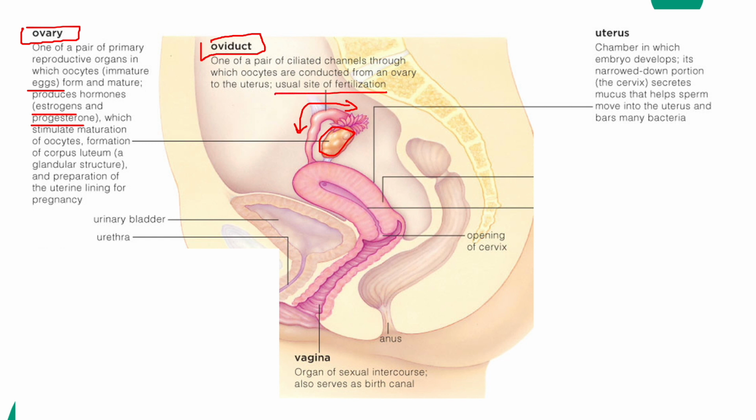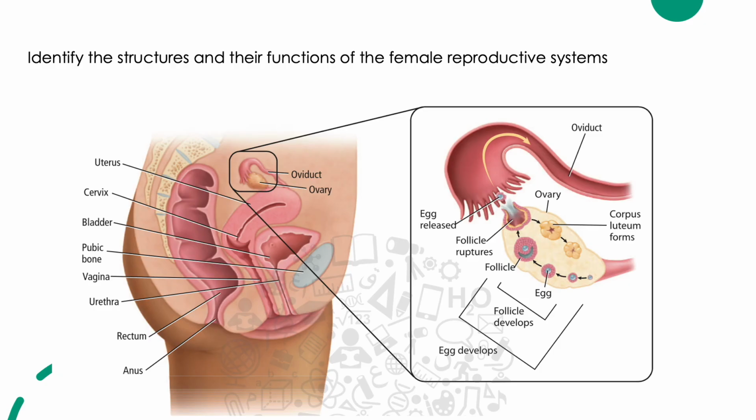It is the usual site of fertilization. Then we have the uterus, which is a chamber called the womb, where the embryo develops until the baby is delivered. We have the cervix, which is the end of the uterus, and we have the vagina, which is the organ for sexual intercourse, and the sperm are released over here. This is also known as the birth canal because the baby is delivered from here. Here we have a more detailed view of the same image. Let us move to the practice question directly.